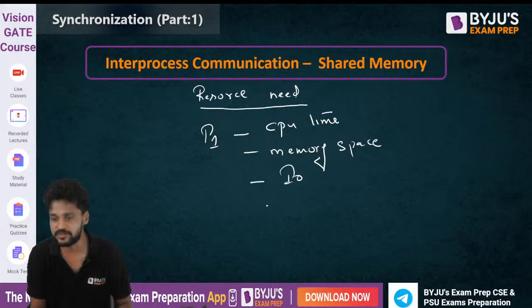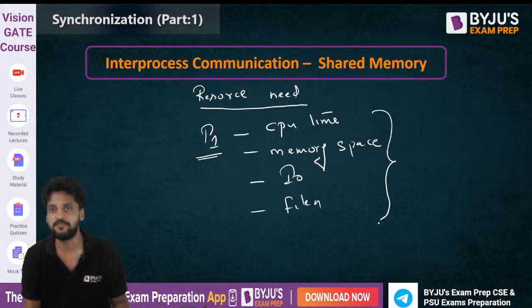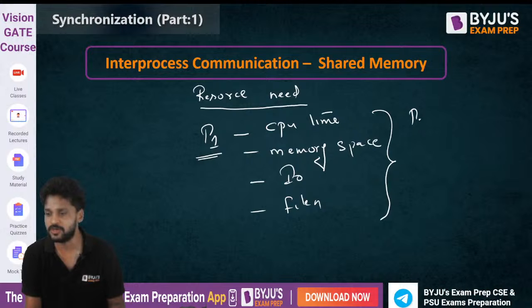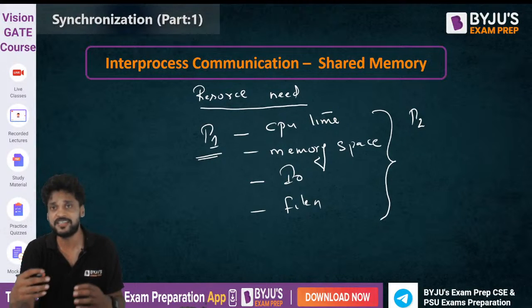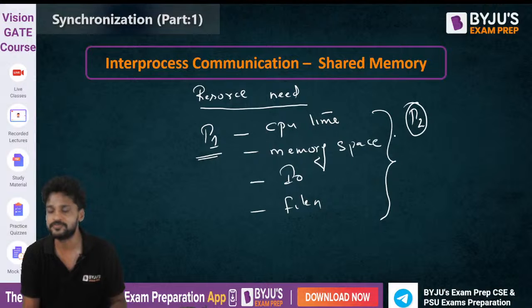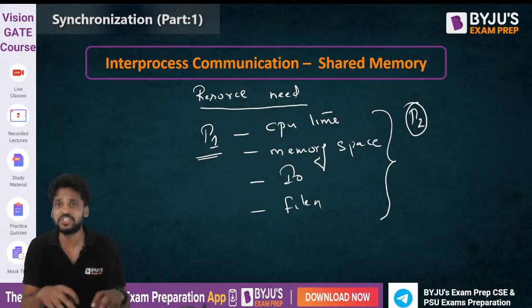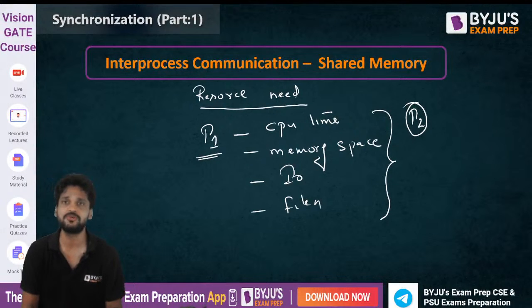And IO devices and files. As long as P1 is executing, these resources required by P1 will be provided by the operating system. Now when P2 enters the system, there is one more process, P2. When it gets created, certain resources, CPU time, memory space, IO devices will be allocated to P2. Understand, the moment any process gets created, it will get its share of the resources.